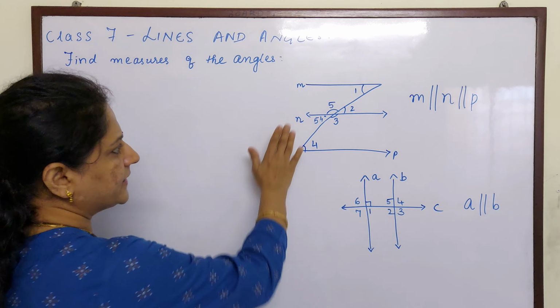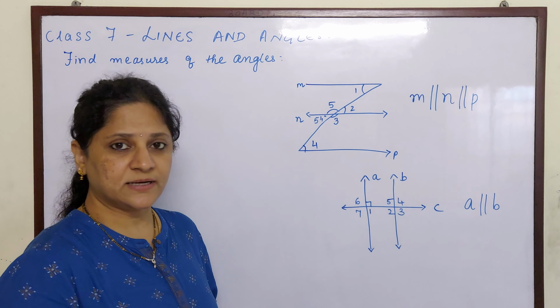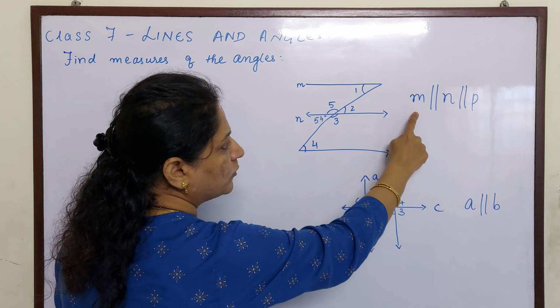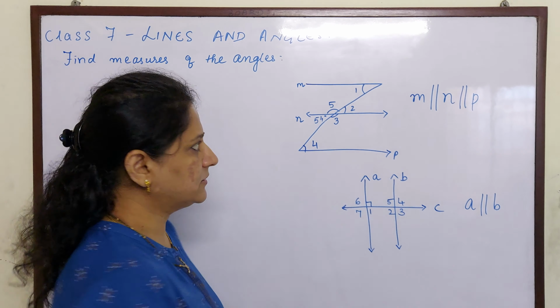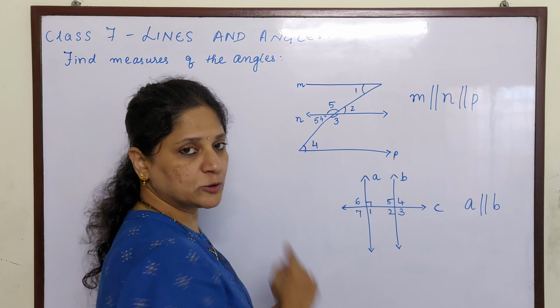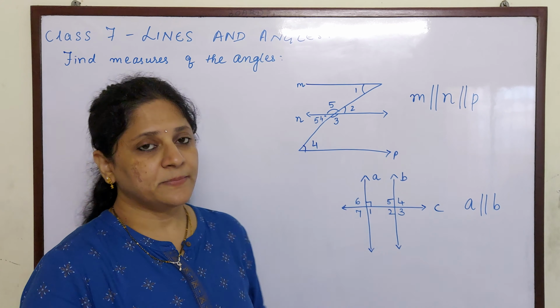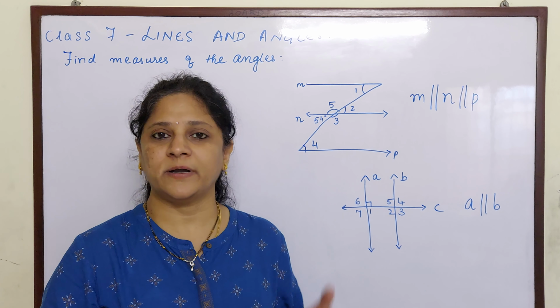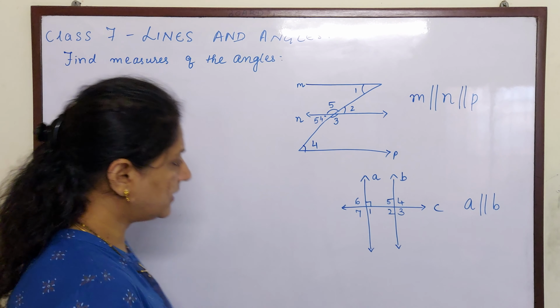Now here, this diagram is given in the form of Z and there is a transversal in between. But they have told us that all these three lines are parallel to each other. M is parallel to N and N is parallel to P. That is the condition which they are given. That means the angles made by them are all corresponding, interior angles, all those things. So we will use that method to find the answer.